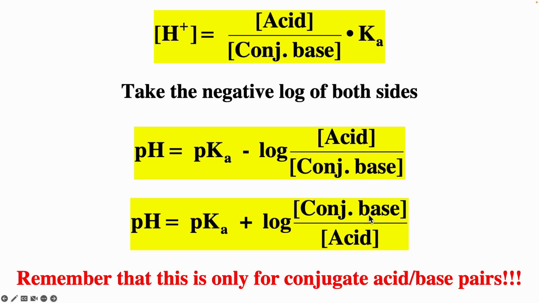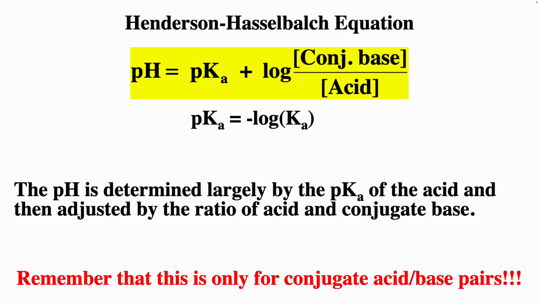You have to remember that these are actually the initial concentration of base over the acid, and this is just for an acid-base conjugate pair. And so notice that the pH is determined mainly by the pKa of the acid, and then you can adjust the pH by adjusting the ratio of acid to conjugate base. And again, this is only suitable when you have just a weak acid and a conjugate base.